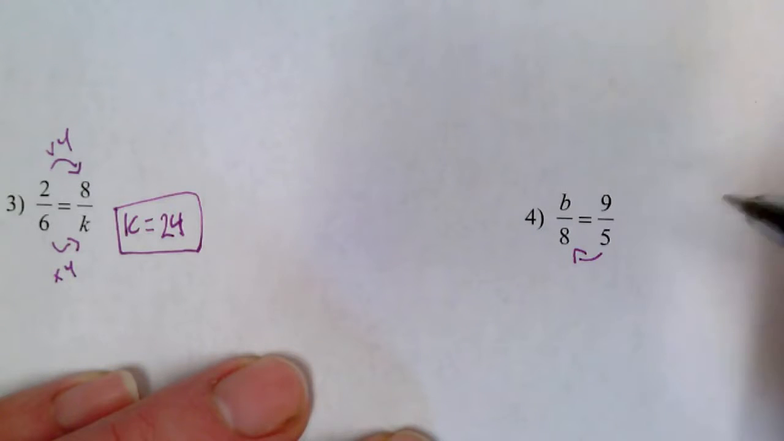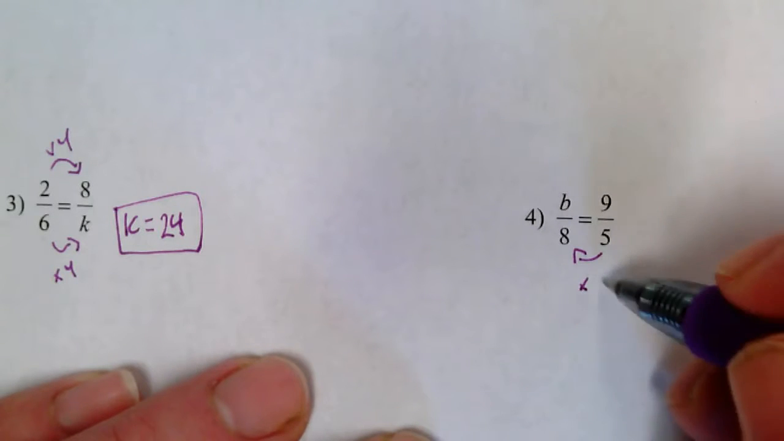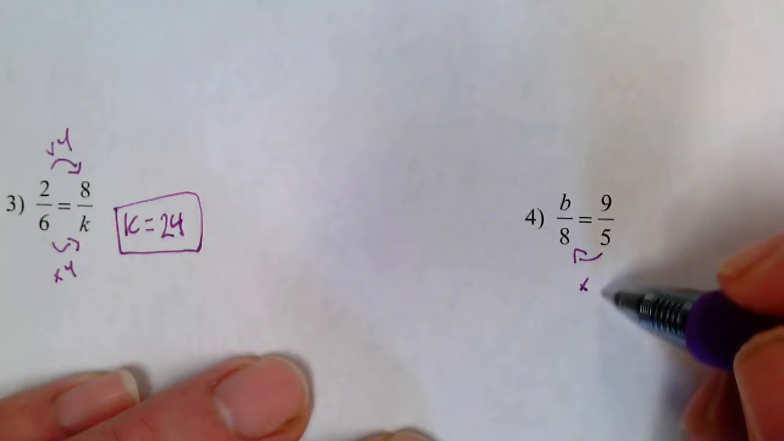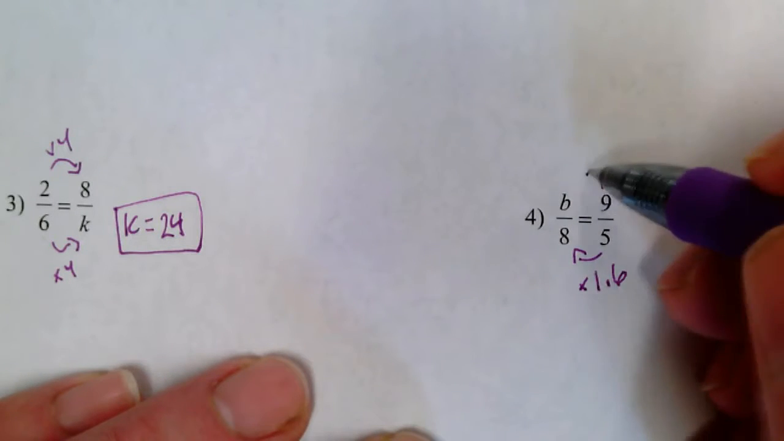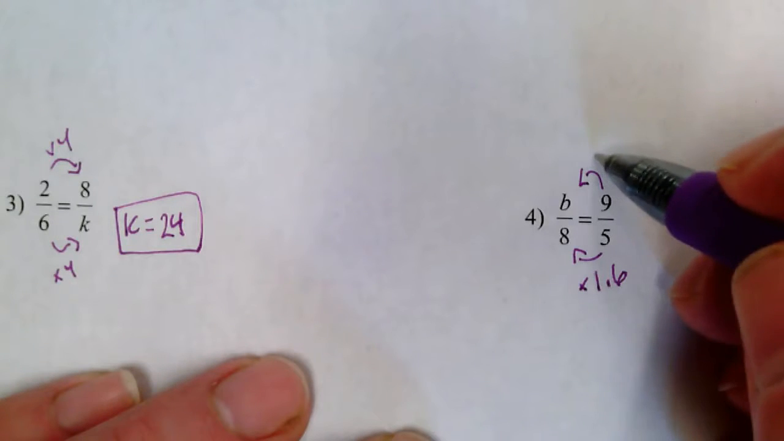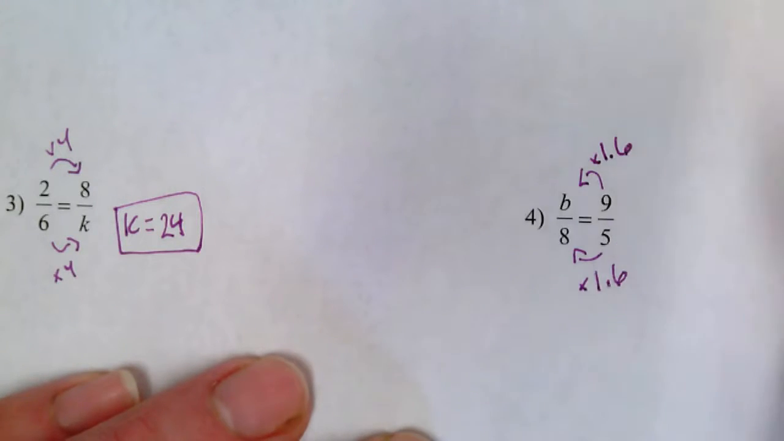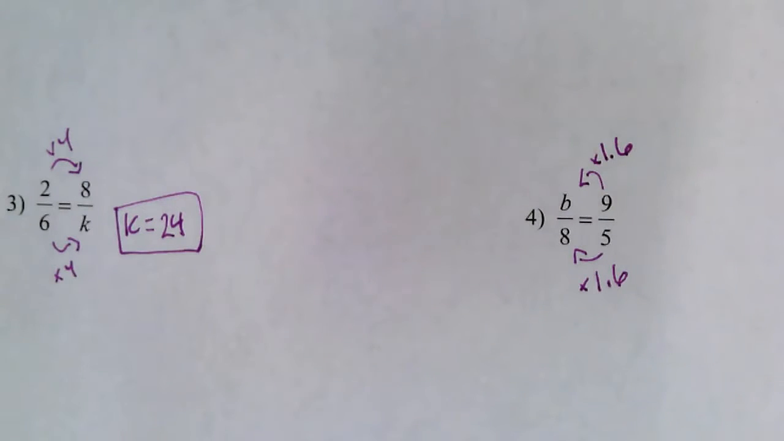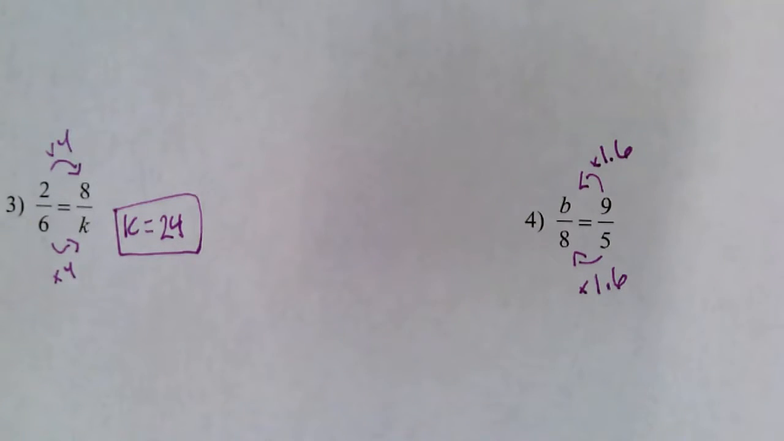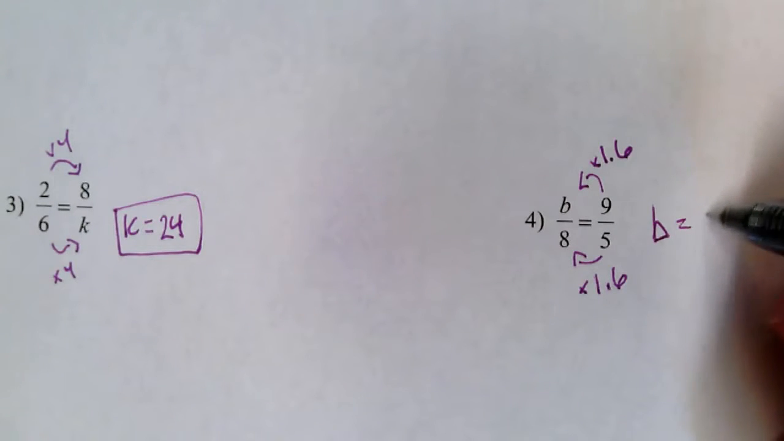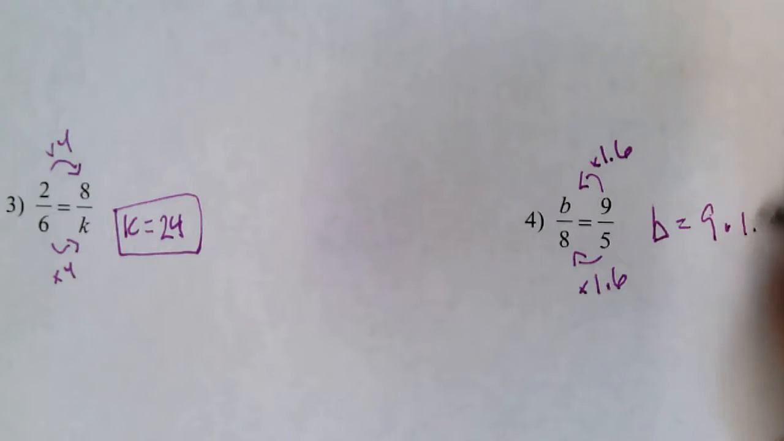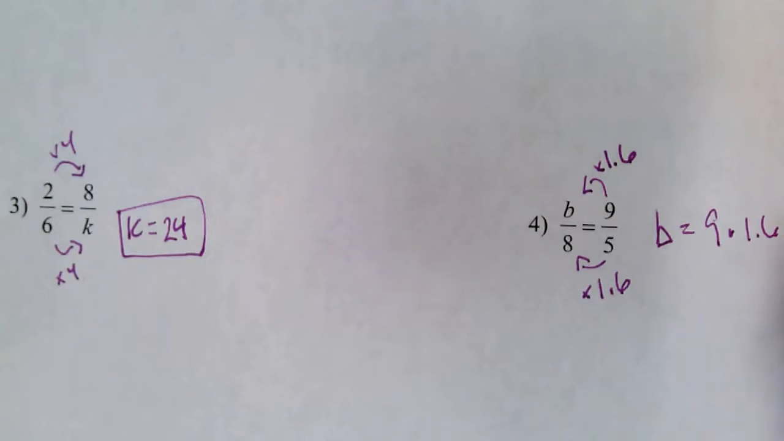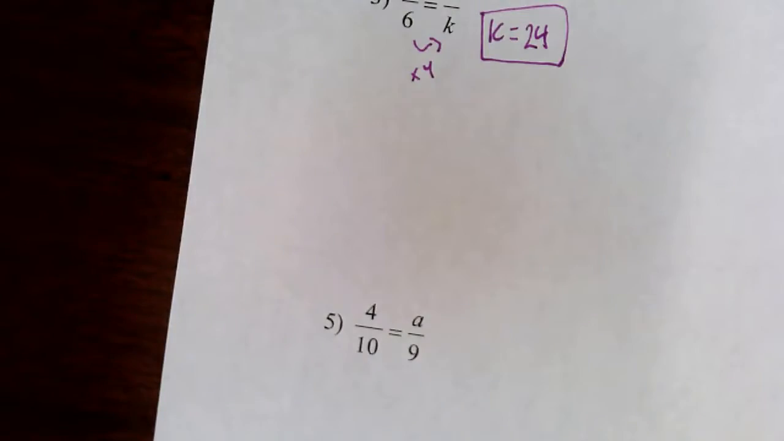To go from 5 to 8, we'd have to multiply by, let's see, that's 1 3/5 or 1.6. So we're going to have to multiply 9 also by 1.6 to get b. Let me get the calculator out here. Let's see. 9 times 1.6 is 14.4. So b equals 9 times 1.6, 14.4. Oop, I went off the screen there. 14.4.